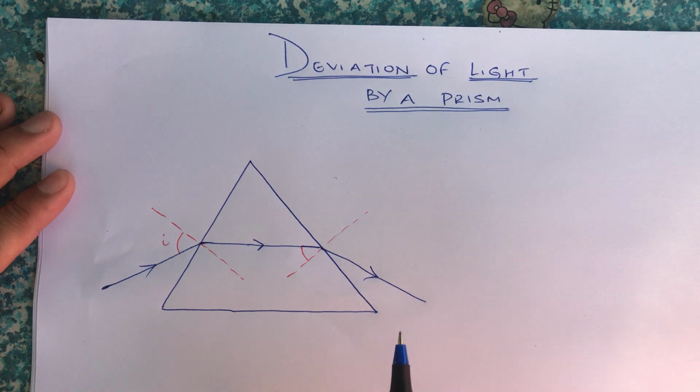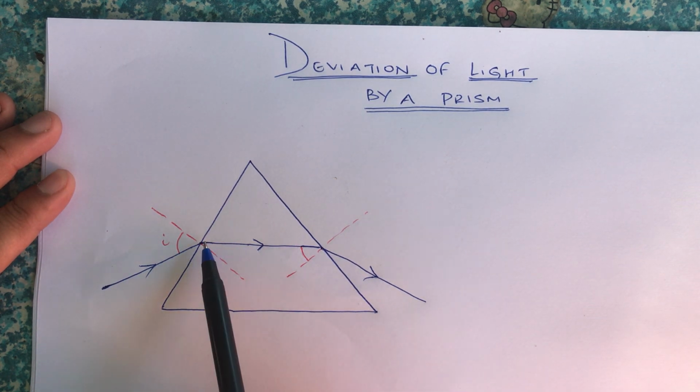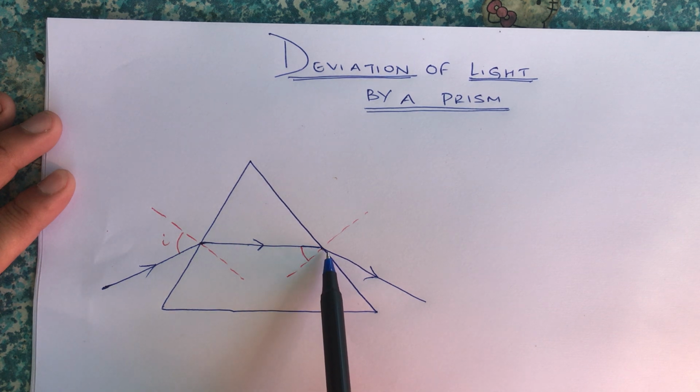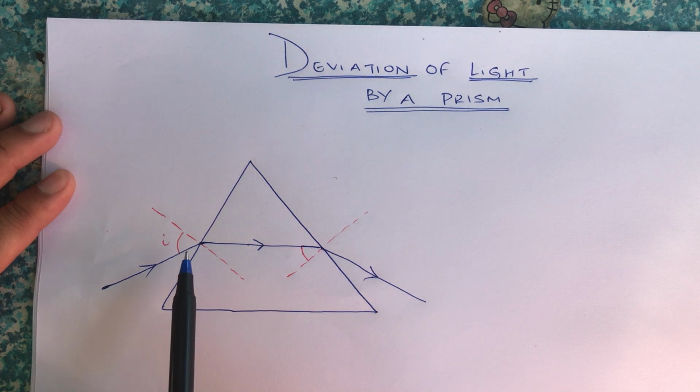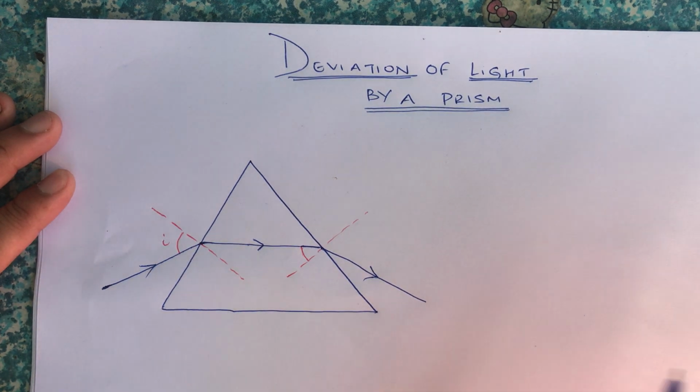First it gets bent over here from this surface: it strikes the first surface, it gets bent. Again it strikes the second surface, and over here also it gets bent. So it's getting refracted at two different surfaces, the first surface and the second surface.